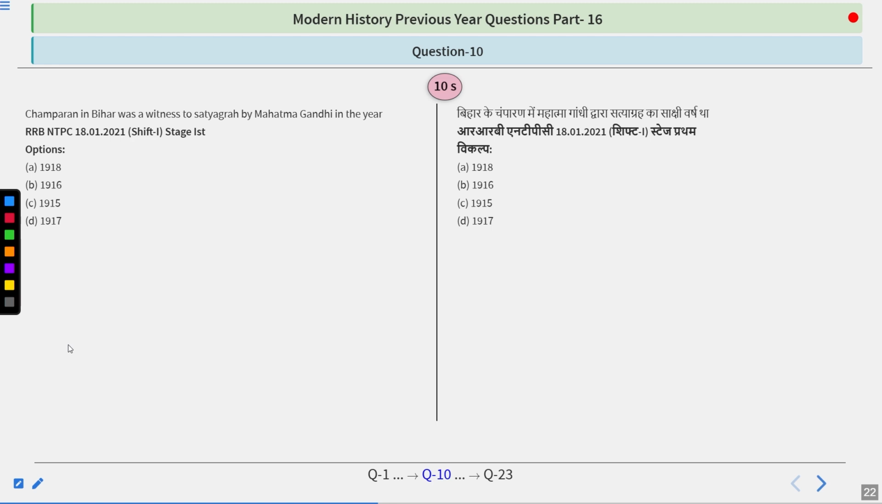Champaran in Bihar was a witness to Satyagraha by Mahatma Gandhi in the year 1918, 1916, 1915, 1917. Think about it.